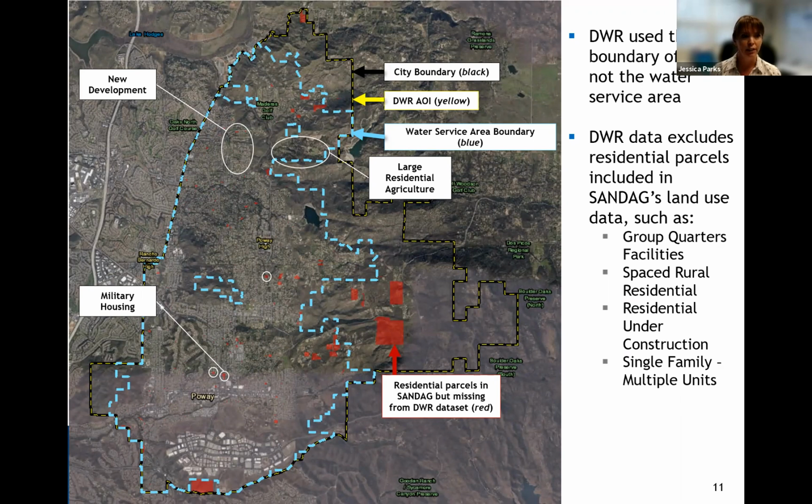Things that we were looking at was new development, like I said, residential parcels that were in SANDAG but missing from the DWR data set we were looking at, and our large residential agricultural communities, which are to the north of Poway. In the south of Poway, we have a business park. So with that business park and then the rest of the city of Poway, we're mainly a residential community. About 70% of our water demands are residential. So when we're looking at residential landscape area measurements, this is something that will affect Poway if we don't have it as close to being as much allocation that the state will give us as possible. Next slide.